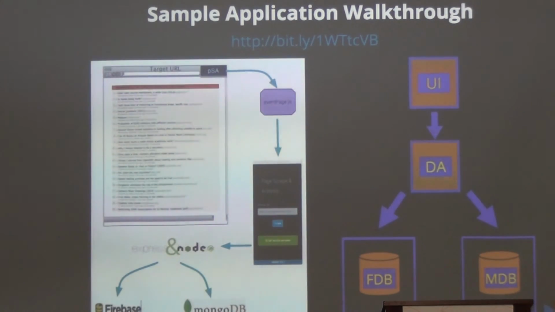it's online. So on this side we have the UI, and obviously we have two models, so DA is for data access, user interface, and Firebase and MongoDB. So that reflects that. So let's do a demo on that.